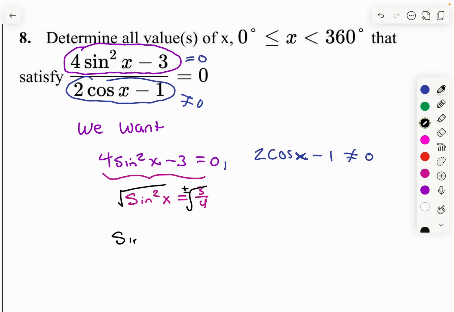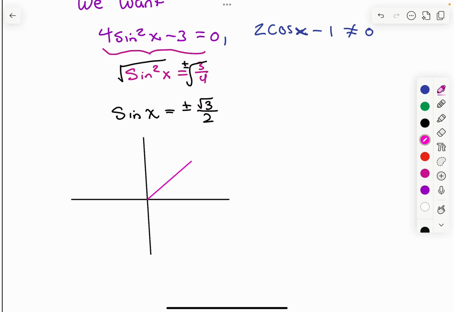Okay, and remember sine is the y coordinate on the unit circle, so when is the y coordinate root 3 over 2? It would be at these angles I am drawing. It would be positive root 3 over 2 in those two diagrams, and negative root 3 over 2 in these diagrams.